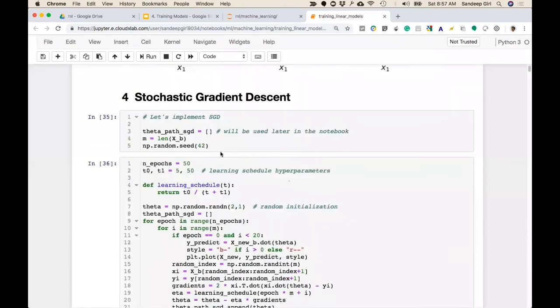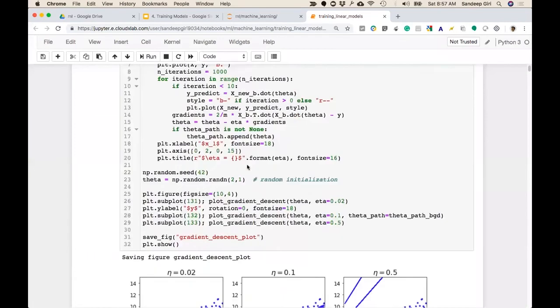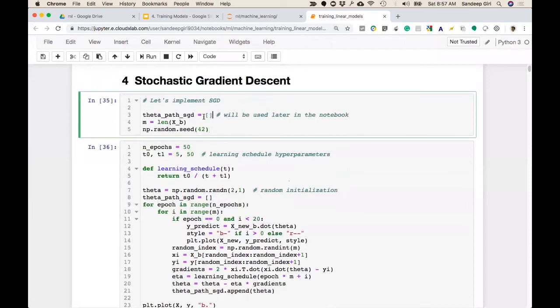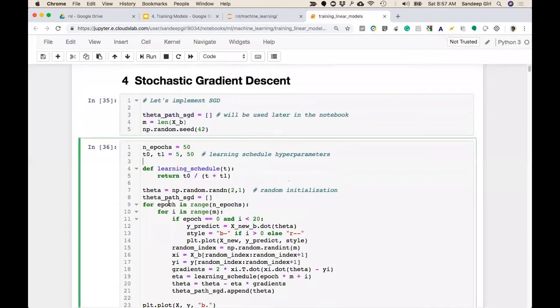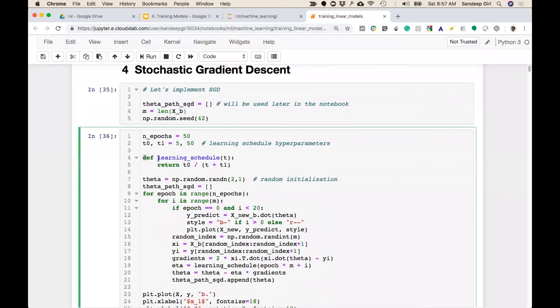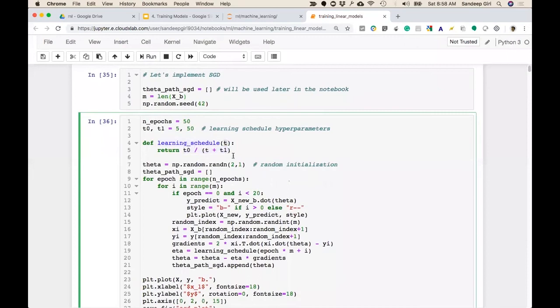So here we are showing a simple implementation of gradient descent, which is the stochastic one. We are keeping a note of whatever thetas we have encountered. Here we are defining a learning schedule function. As time increases, it keeps returning a smaller value. We are saying 5 divided by t plus another constant, right? So basically, as t keeps increasing, this value keeps dropping down. And based on the learning schedule, we will be calculating.